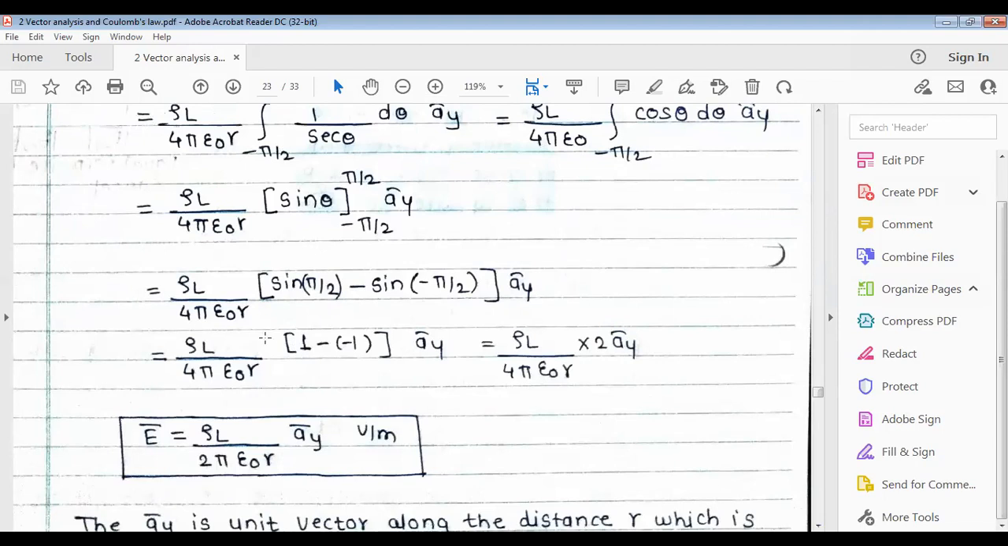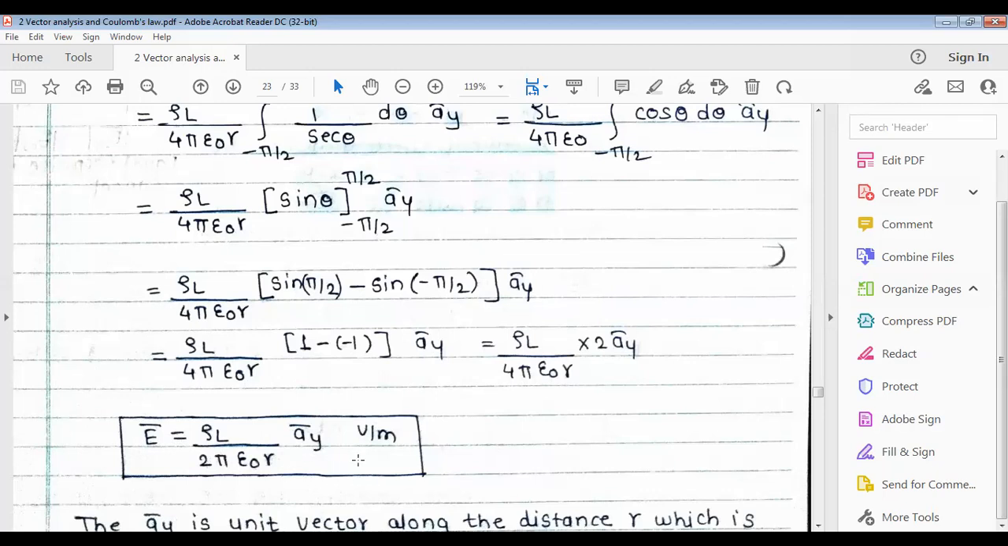So here you'll get 2. Okay, so it is rho L divided by 4 pi epsilon 0 r into bracket sin 90 is 1 minus sin minus 90 is minus 1, into unit vector a bar y, which is equal to rho L upon 4 pi epsilon 0 r into 2. 1 minus minus 1, that is 1 plus 1, that is 2, a bar y. Okay, so 2 to 4, that is 1 by 2. So this E bar is equal to rho L divided by 2 pi epsilon 0 r into unit vector a bar y.